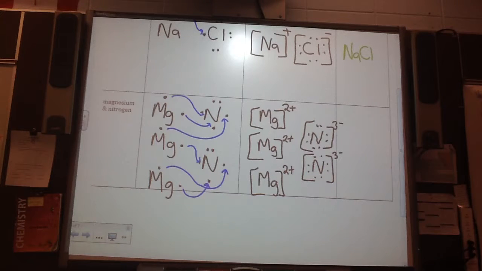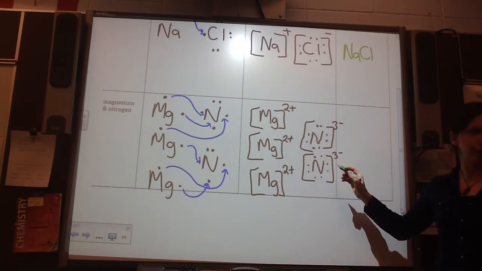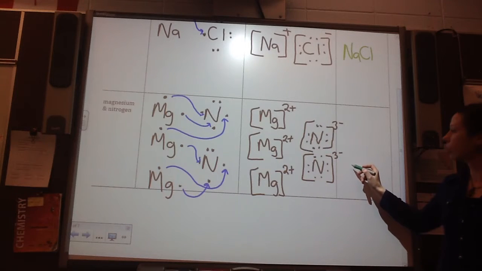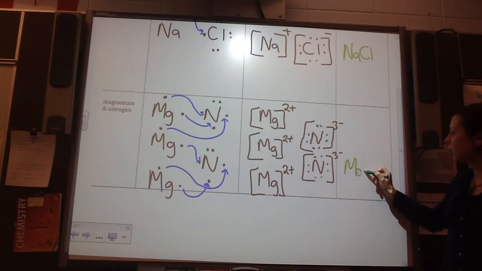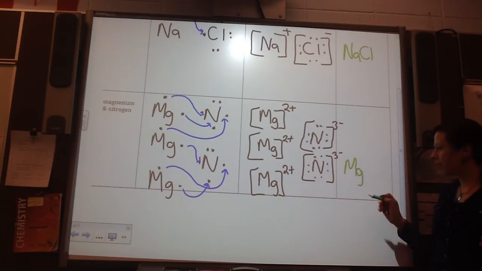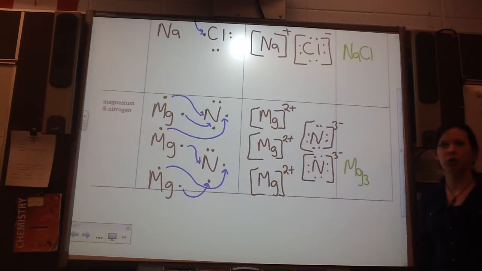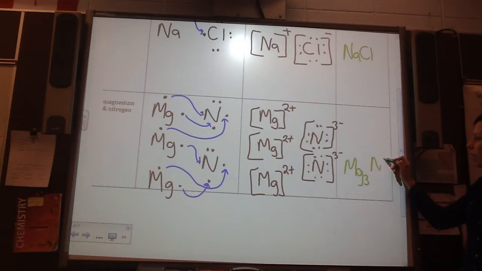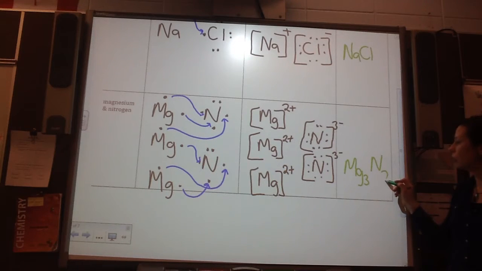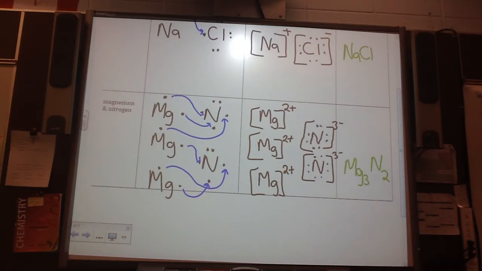Okay, so now my new compound, when I write out my new compound, you always write the metal first. Okay, you always write the positive one first. So now I have magnesium, but how many did I have? 3. I have 3, so you write a little 3 down there to show that there are 3 of them. And then you put the nitrogen. How many nitrogens did you have? 2. 2. You write the 2 there. Okay? I will show you a trick on how to do this really quick in a little bit. But I want you to understand this model first.